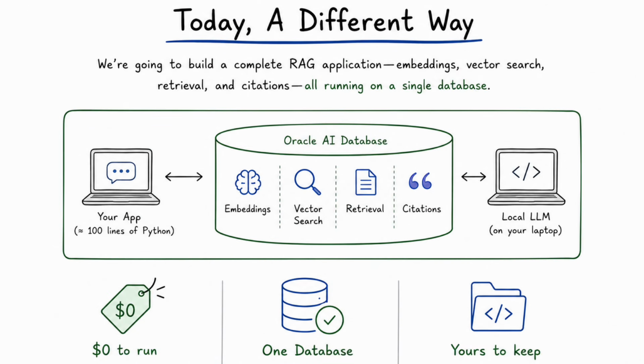We're going to put together a complete RAG application that includes embeddings, vector search, retrieval, and citations, all running on a single database. The whole thing will run on one Oracle AI database with around 100 lines of Python and a local language model running on my laptop. End to end, this entire stack costs $0 to run, and by the end of this video, you will have a repo you can clone and adapt to your own data.